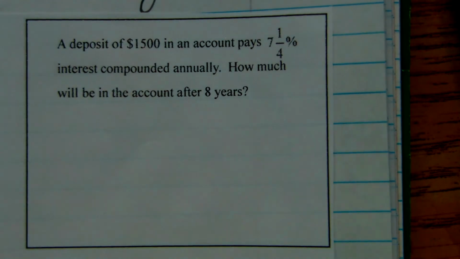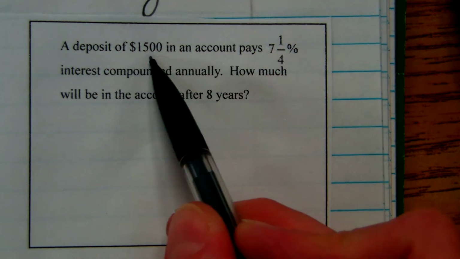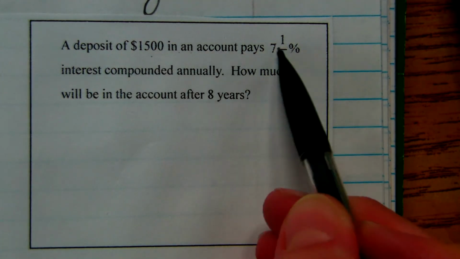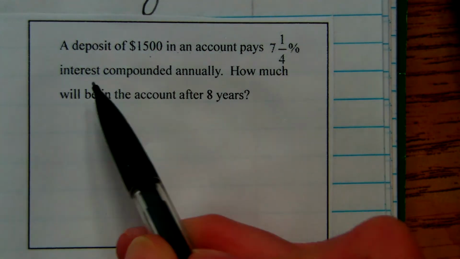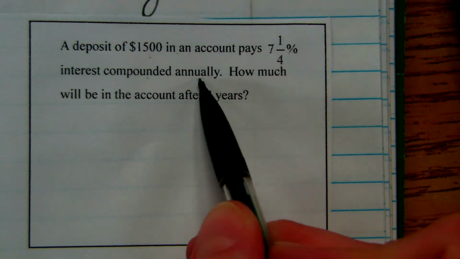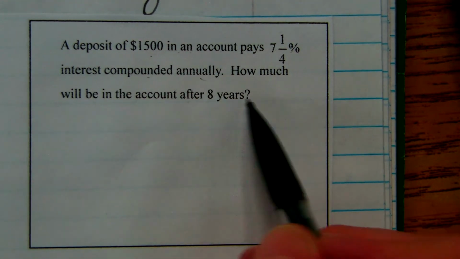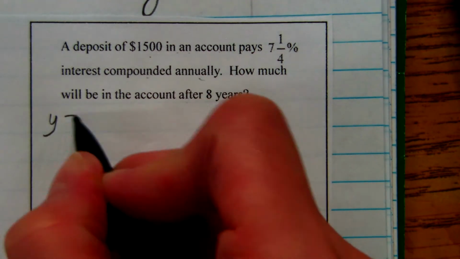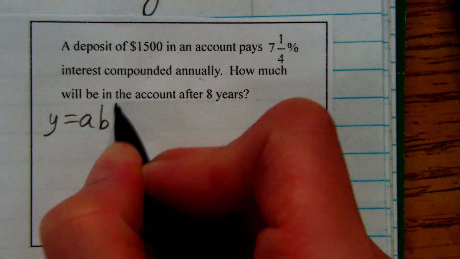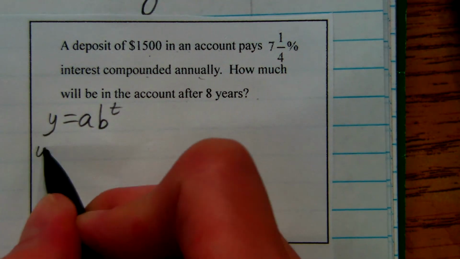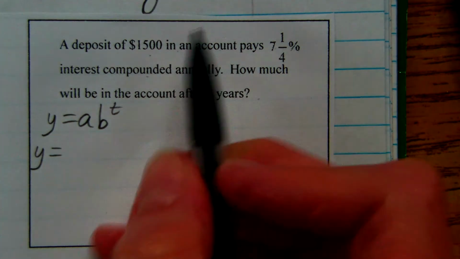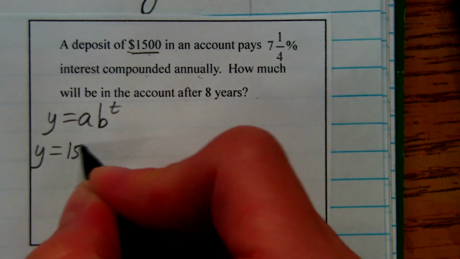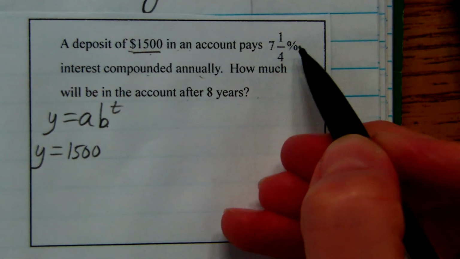Okay? So we have a deposit of $1,500 in an account that pays 7.25% interest compounded annually. How much will be in the account after 8 years? All right, so if we're just thinking about that general y equals a times b to the t, what's our starting value? $1,500. We're starting with $1,500.